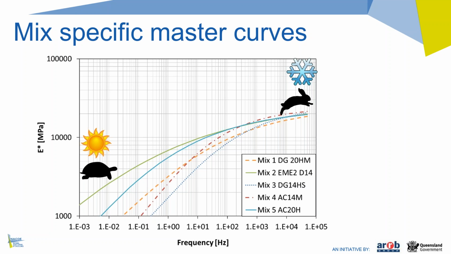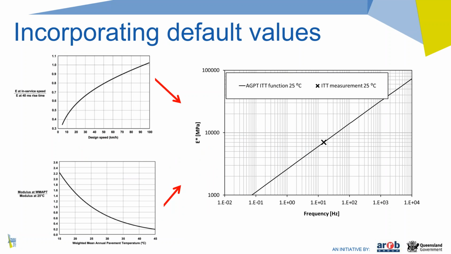So this gives you, for these particular mixes, a very detailed view of the modulus at different temperatures and loading frequencies. And again, you can use this data to automatically calculate the modulus of the material at any temperature, any combination of temperature and load frequency. So that is if you have mix-specific information.